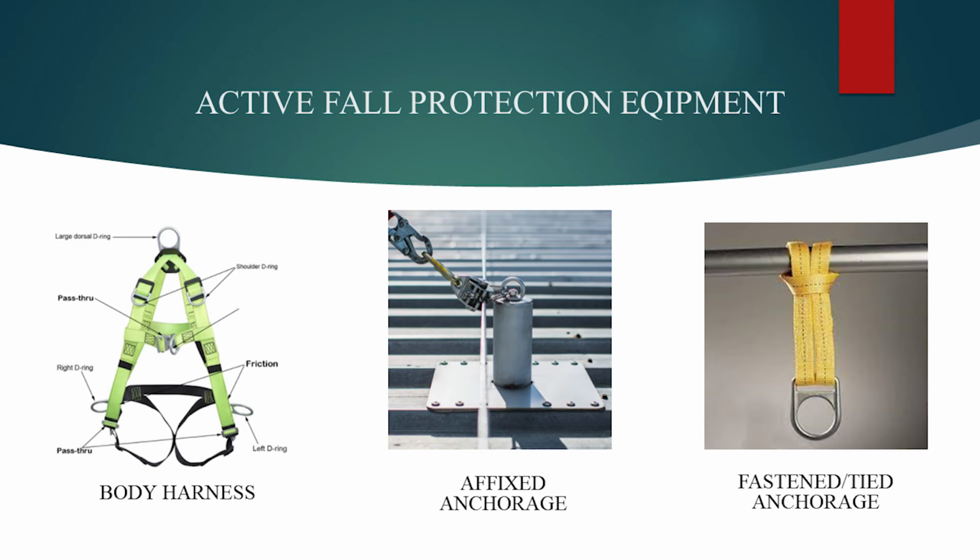As was mentioned in the beginning, active fall protection requires individual participation and equipment. The equipment includes a body harness and anchorages. A body harness is made up of straps that secure an individual in a manner that will distribute the fall arrest forces over the thighs, pelvis, waist, chest, and shoulders. A harness attaches to other components of a fall arrest system.